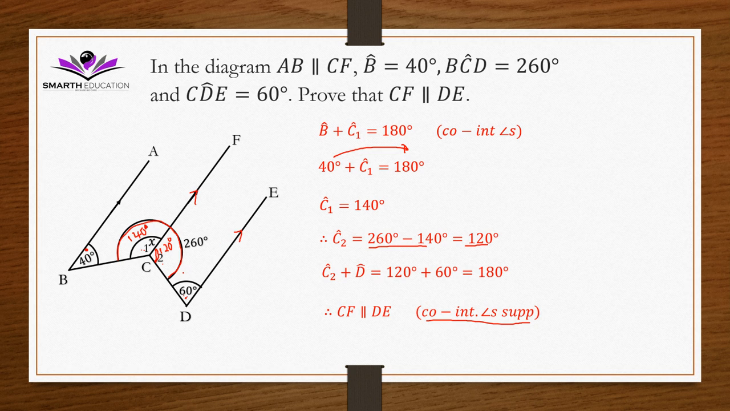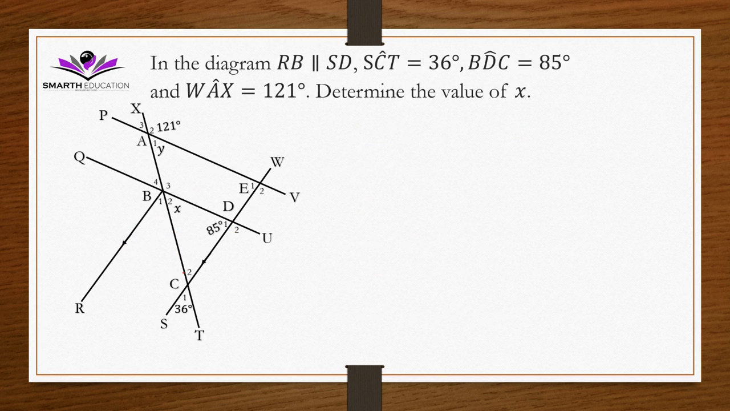Okay, now let's go to the next question. In the diagram, RB is parallel to SD. Check if you can see that. SCT is equal to 36 degrees. Where is it? This angle here. Then BDC is 85 degrees, angle D1 there. You can see that. And then WAX, where is it?